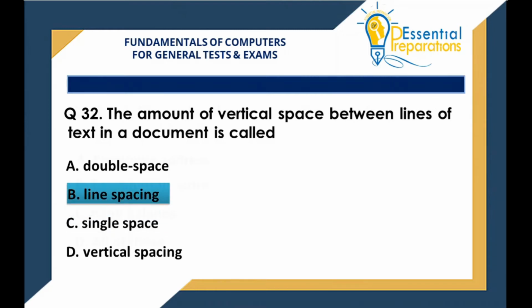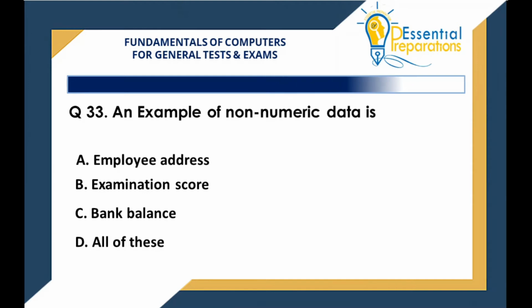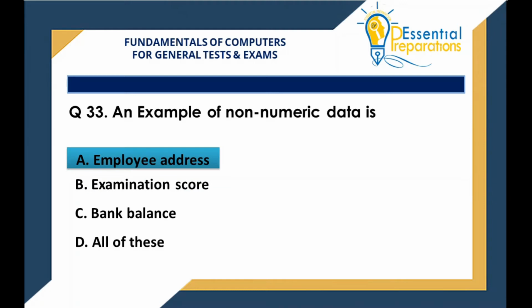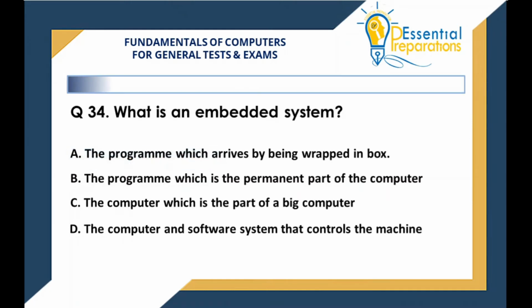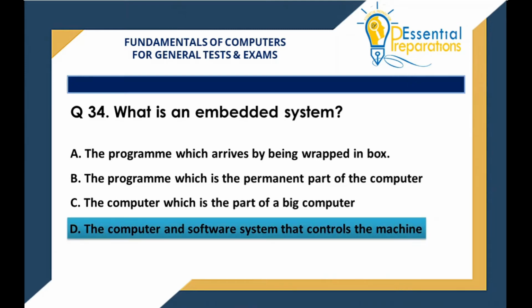The amount of vertical space between lines of text in a document is called B. Line spacing. Example of non-numeric data is A. Employee address. What is embedded system? D. The computer and software system that control the machine.